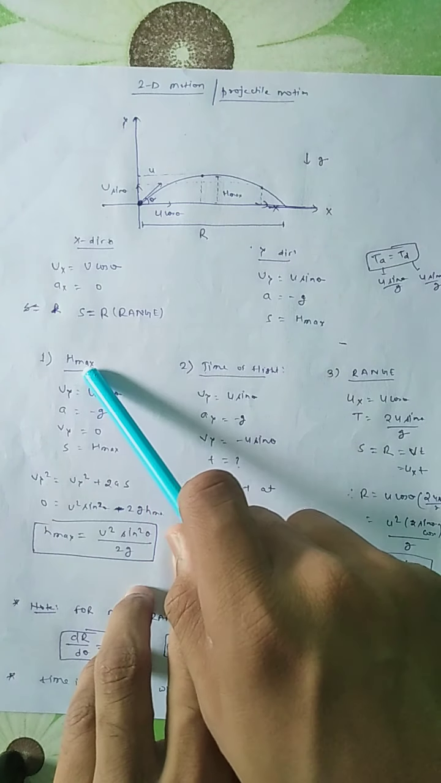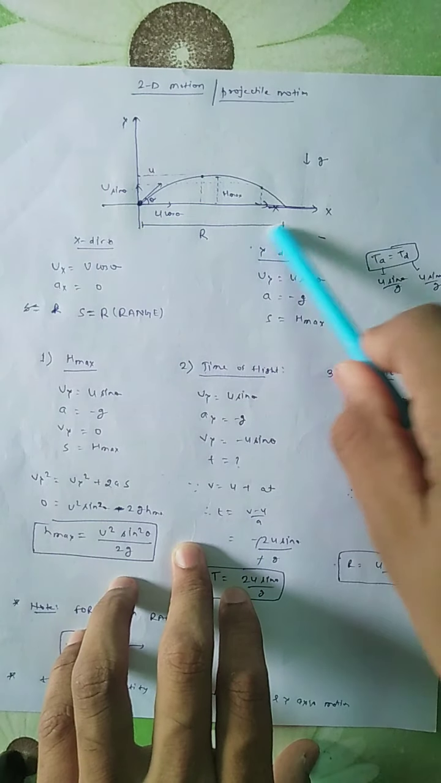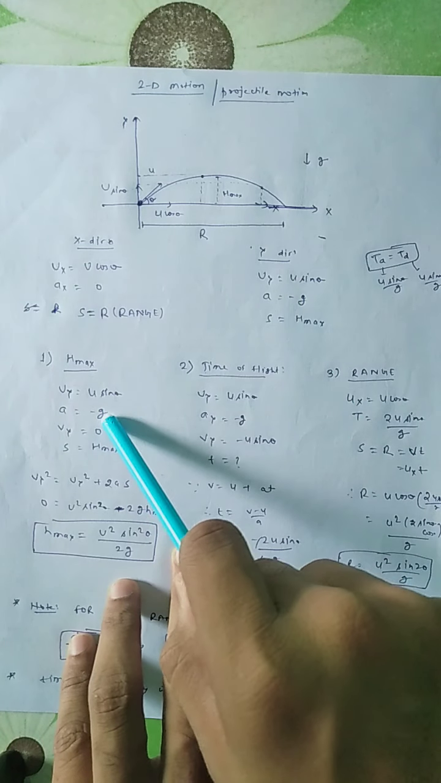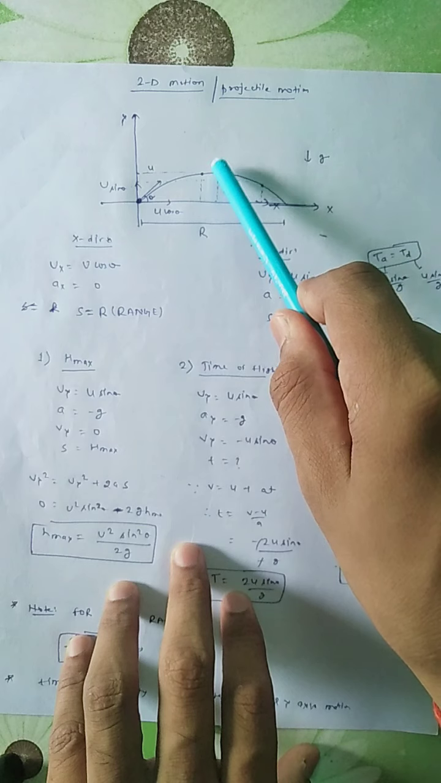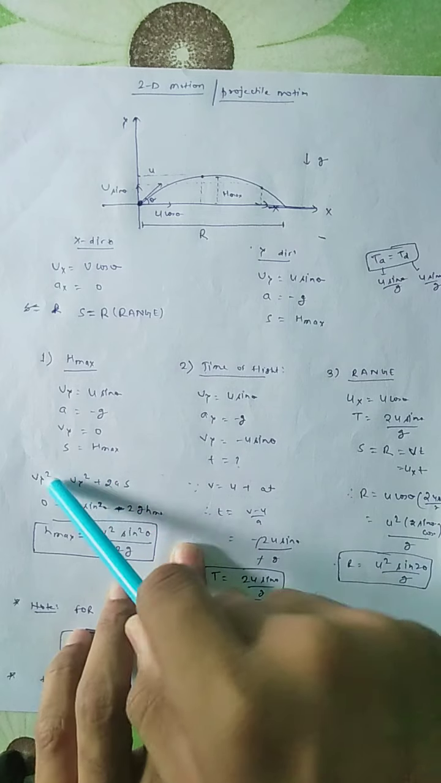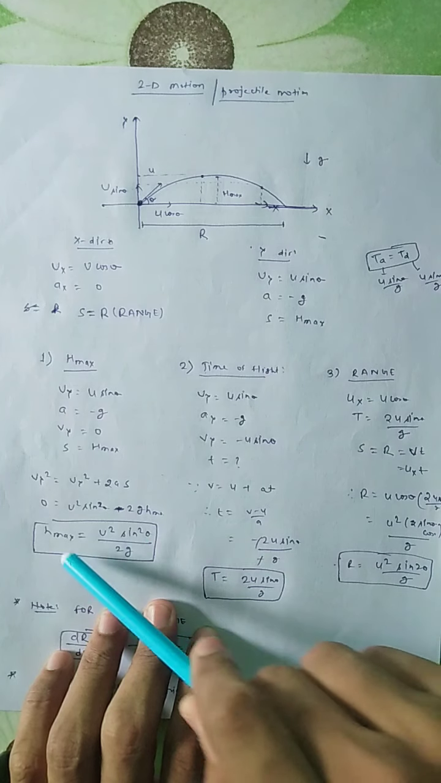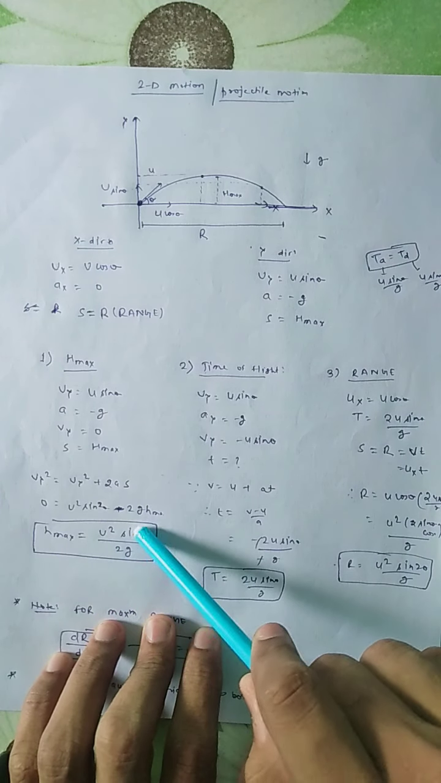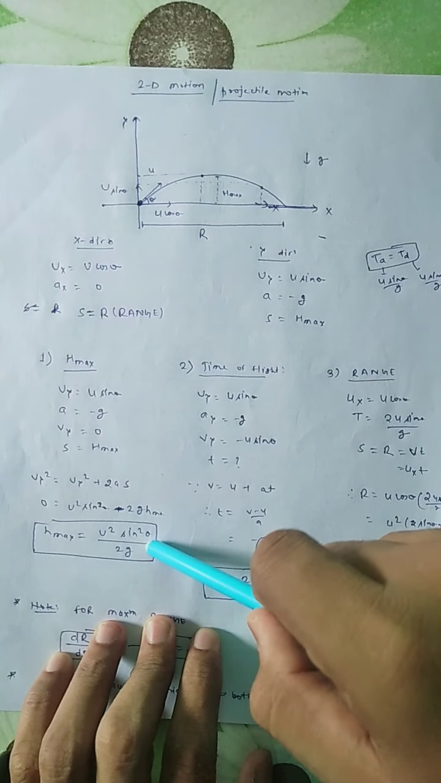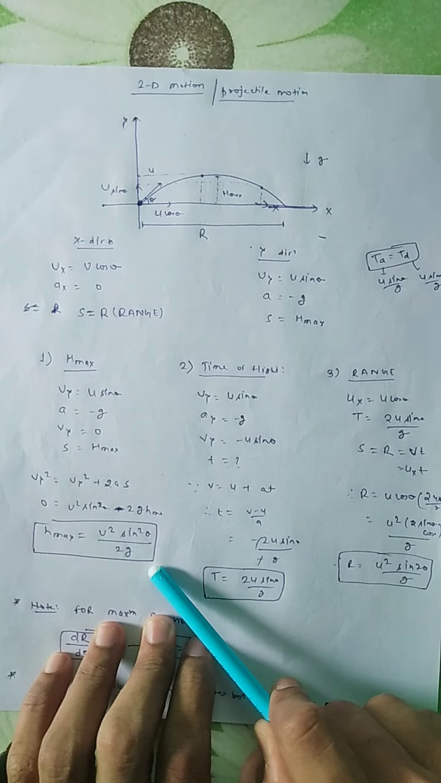First we will find h max. For h max, this is the y direction motion, so we will take the y direction. In this case, uy is u sin theta, already written here. Acceleration is equal to minus g, and at maximum height, at this point, the final velocity will be 0, and s is equal to h max. So we will use v square is equal to u square plus 2as in the y direction. Simply putting in the formula, we find that h max will be u square sin square theta by 2g, where u is the initial velocity and theta is the angle. So u square sin square theta by 2g gives you h max, the maximum height of the projectile.